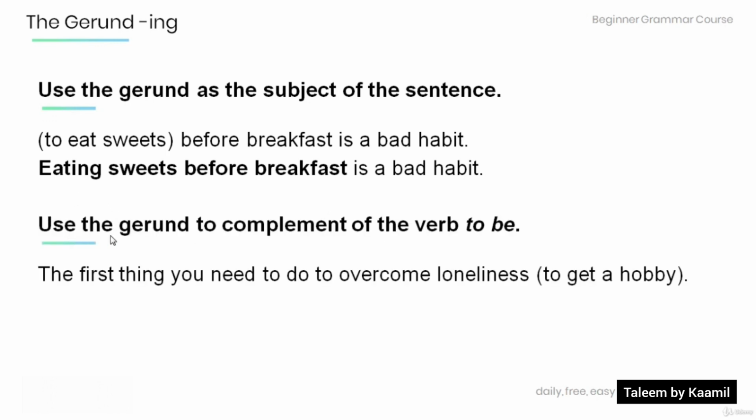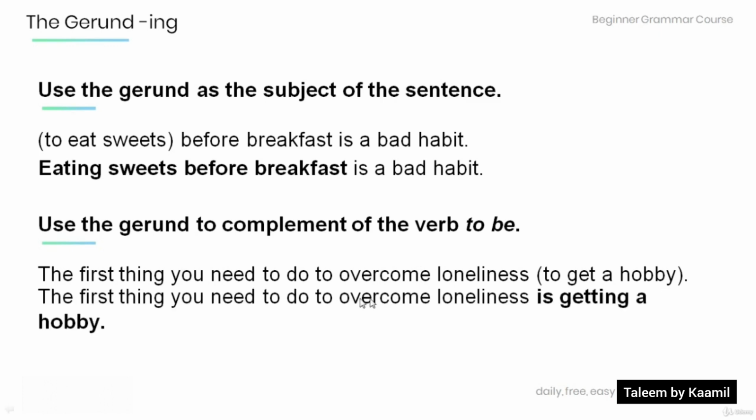Also note that we can use the gerund as a complement of the verb to be. Rewrite the following sentences using the gerund. The first thing you need to do to overcome loneliness is to get a hobby. The first thing you need to do to overcome loneliness is getting a hobby.